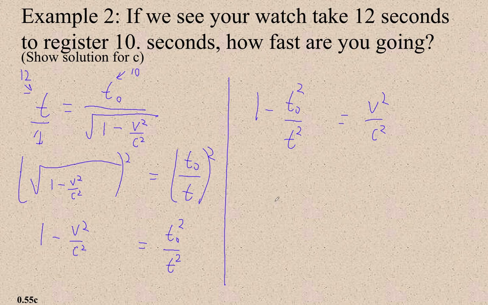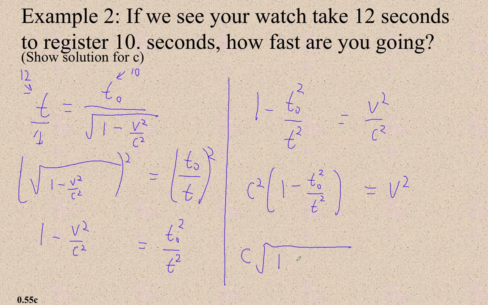And then I'm going to multiply both sides by c squared. So c squared times 1 minus t naught squared over t squared is v squared, and then all I have to do is take the square root of both sides, which looks like c times the square root of 1 minus t naught squared over t squared, and that's my velocity.